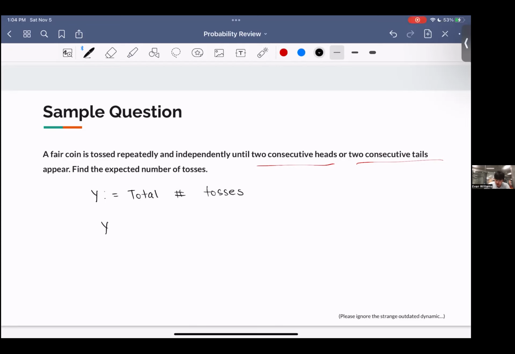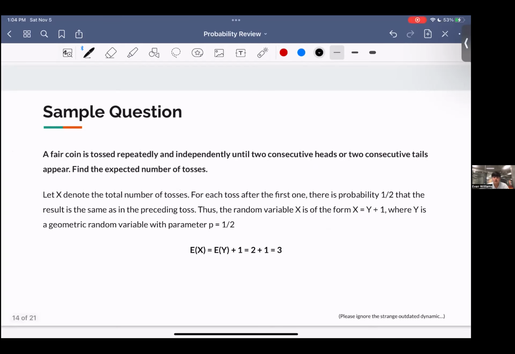And we can say that y is equal to x plus 1, where x is a geometric random variable with probability 1/2. Then the expectation of y is just equal to 1 over 1/2 plus 1, because this is a linear combination of our random variable, just equal to 3. And here's the answer written up a little bit more nicely if you want to see the same thing.